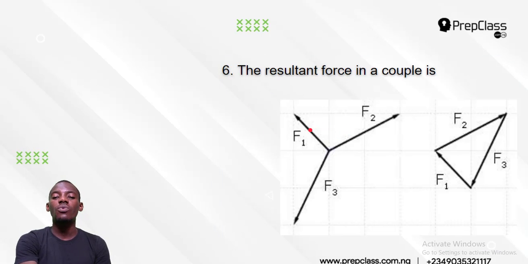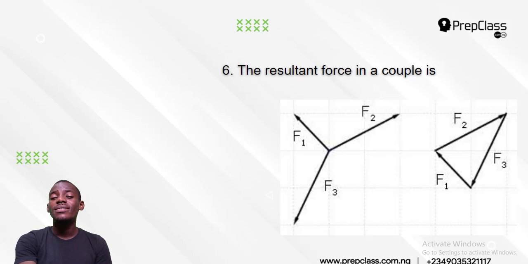Now, look at this: force 1, force 2, and force 3 are tied at this junction, right? So they are said to be at equilibrium. That means the summation of the forces is balanced. That's just it. Now let's see what will be the answer for all the forces that are at equilibrium.